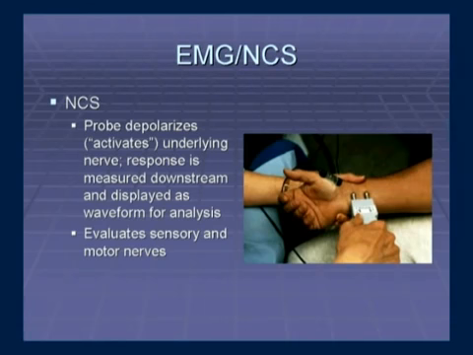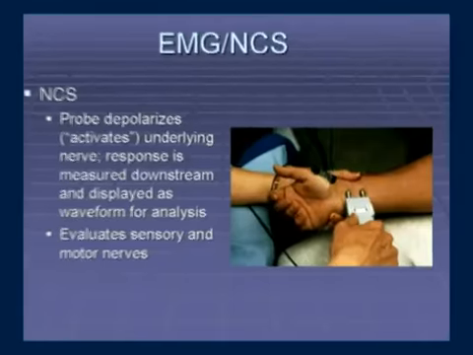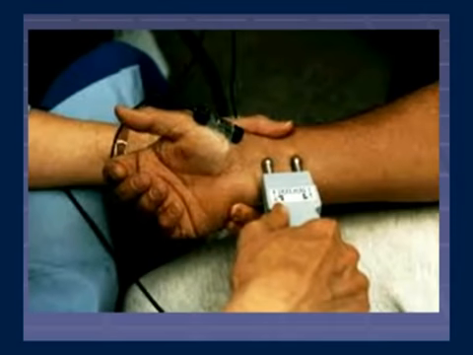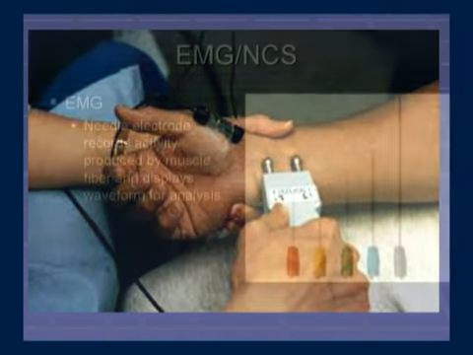This is not the most comfortable test in the world. It's not something you want to do on your day off, but it provides pretty good information. It is certainly tolerable. On the nerve conduction part, you have a probe that depolarizes the underlying nerve. If it's a motor nerve, you'll see something actually move. If it's a sensory nerve, you're recording the measured response. You can see the probe that's recording right there.